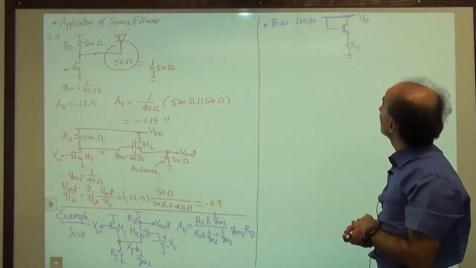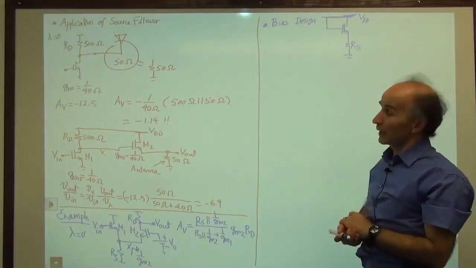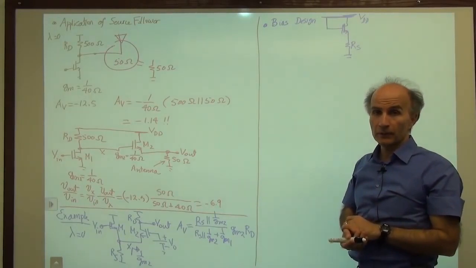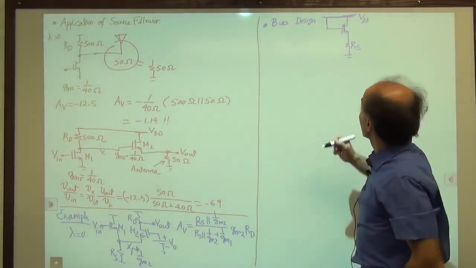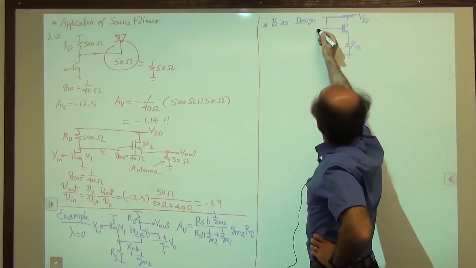But now, let's try to connect a signal source to the input. For example, a microphone or an antenna or something, right? How would that happen? How would that work? So here's a microphone.